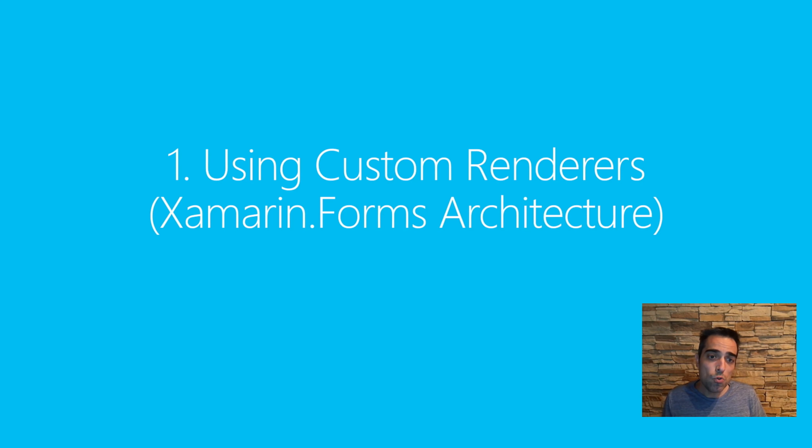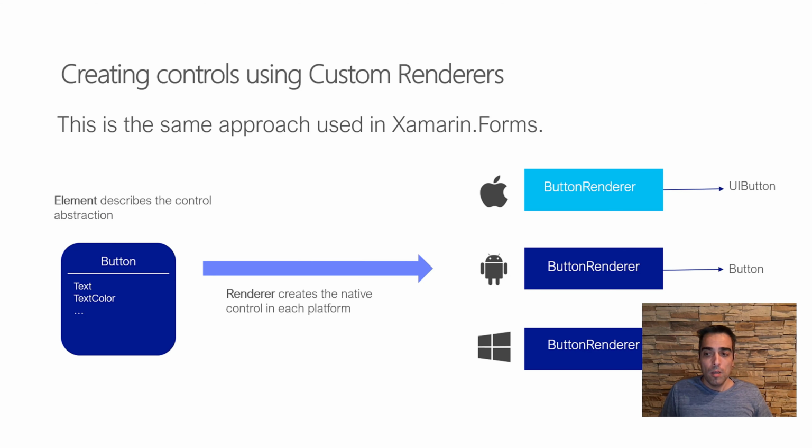Let's start by seeing what is probably the main idea that you will have if you already have a project or some controls, some libraries working on Xamarin Forms, and you want to reuse and port a big part of that code to .NET MAUI. So we can create controls using the custom renderers approach. It's the same approach used in Xamarin Forms. At the end we have two parts. One part is the element that describes the abstraction, the control in the abstraction. For example, the button has properties like the text color, etc.